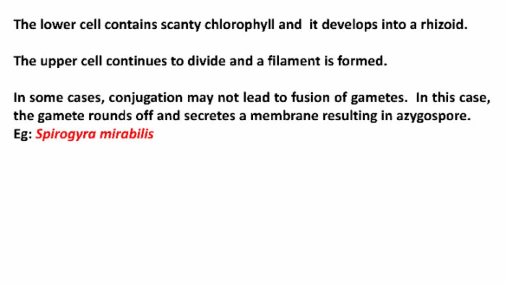In some cases, conjugation may not lead to fusion of gametes. In this case, the gamete rounds off and secretes a membrane, resulting in an azygospore. Example, Spirogyra mirabilis.